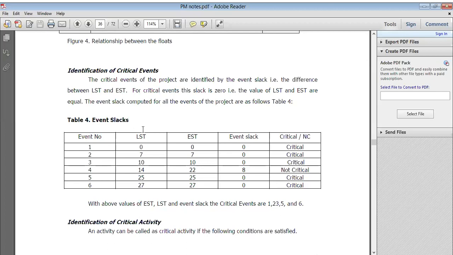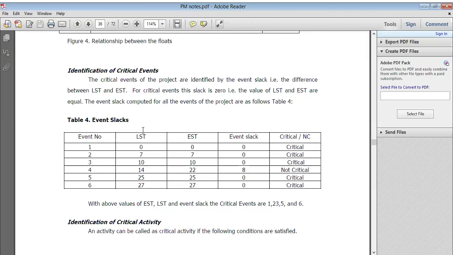And now, the critical event. What is it? Sometimes the critical events of the project are identified by the event slack. The difference between LST and EST for a critical event, this slack is 0. So the value of latest start time and earliest start time are equal. Sometimes it's not different, but the main deadline is to complete the tasks on time, right? So keep that in your mind. And the event slacks are computed for all the events of the project, right? And it is the table we have seen, event slacks.